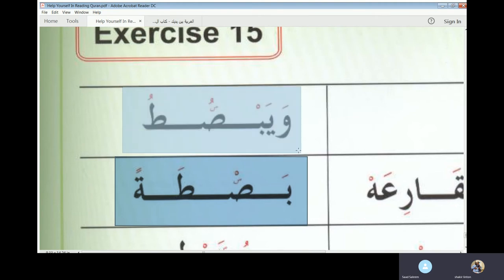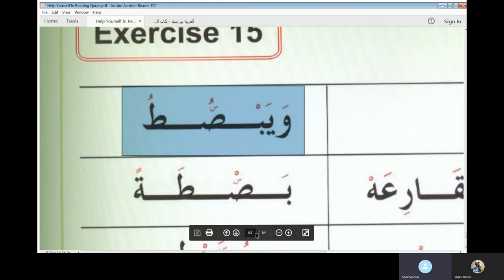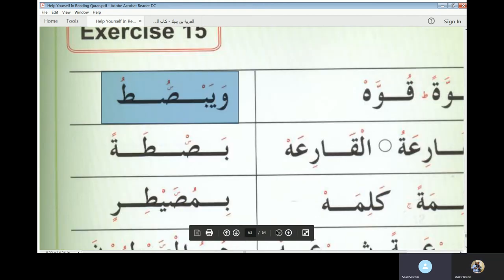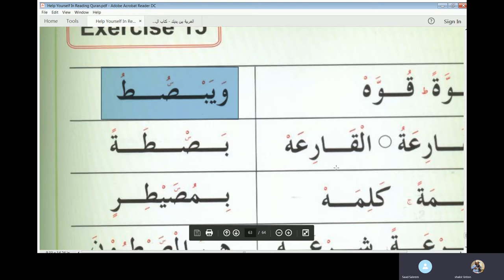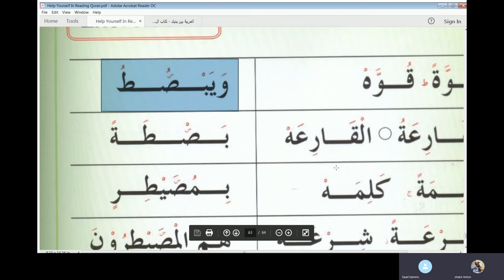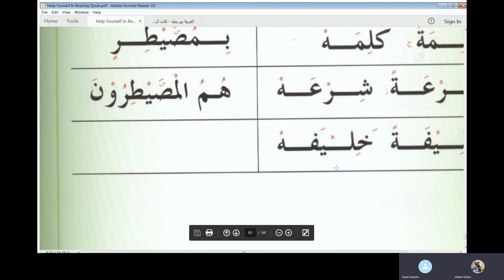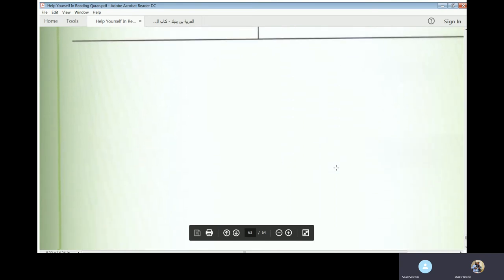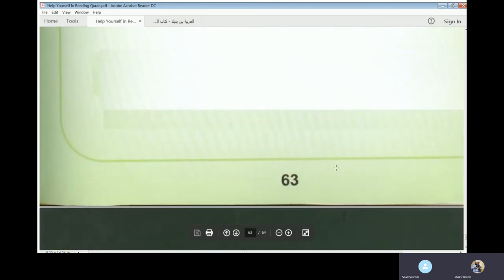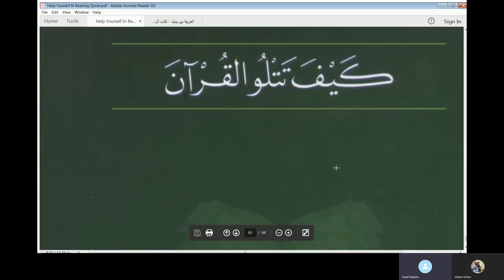Hum musaitirin. Basta. Wayabsutu. So that's it from this book. We have completed this book, Alhamdulillah.